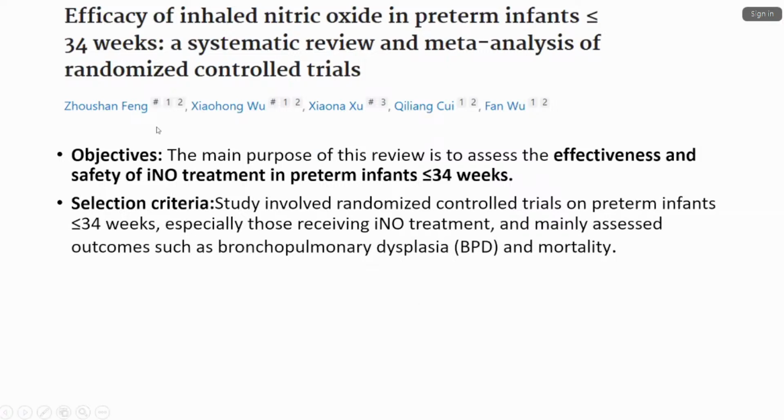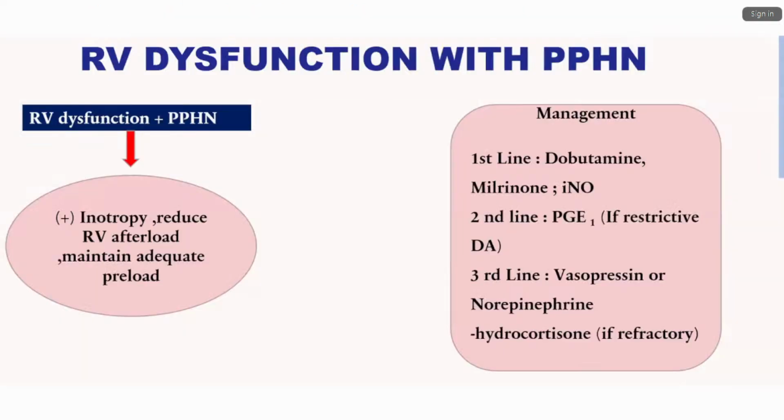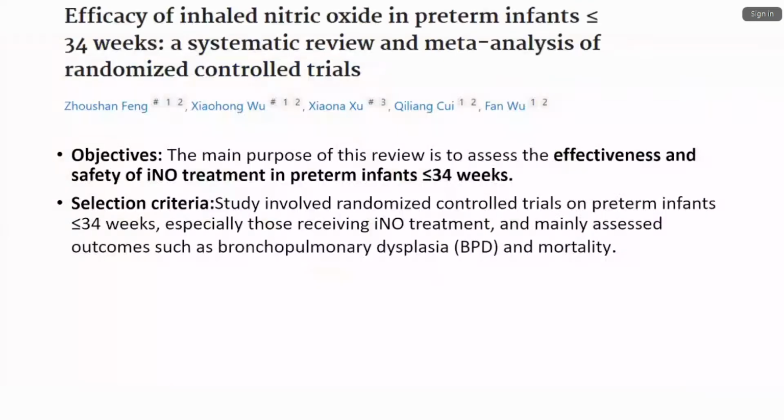There was one trial which shows the efficacy of inhaled nitric oxide in preterm infants less than 34 weeks. This was a systematic review and meta-analysis that was published in January 2024. The objective of the study was effectiveness and safety of iNO treatment in preterm infants less than 34 weeks. Selection criteria was preterm infants less than 34 weeks of age. So this study shows that the use of iNO was better and the outcome was better in preterm infants. And this study suggested that iNO has a promising role in BPD, and this also decreases mortality in patients.